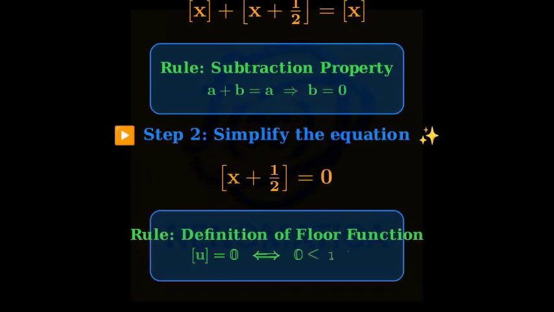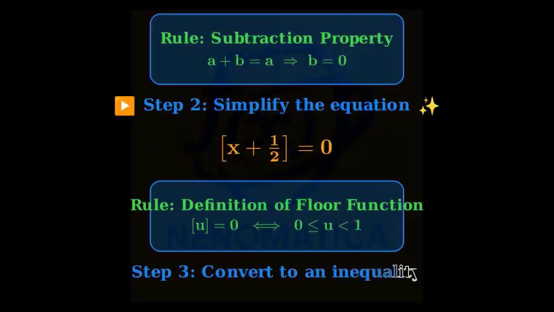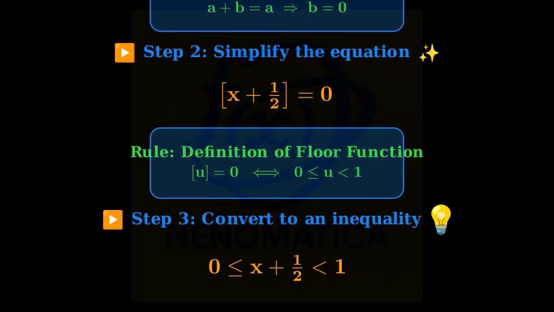Rule. Definition of the floor function. If floor of u equals 0, then u is between 0 included and 1 excluded. Step 3. Convert the equation to an inequality using that definition. Therefore, 0 is less than or equal to x plus 1/2, and x plus 1/2 is less than 1.